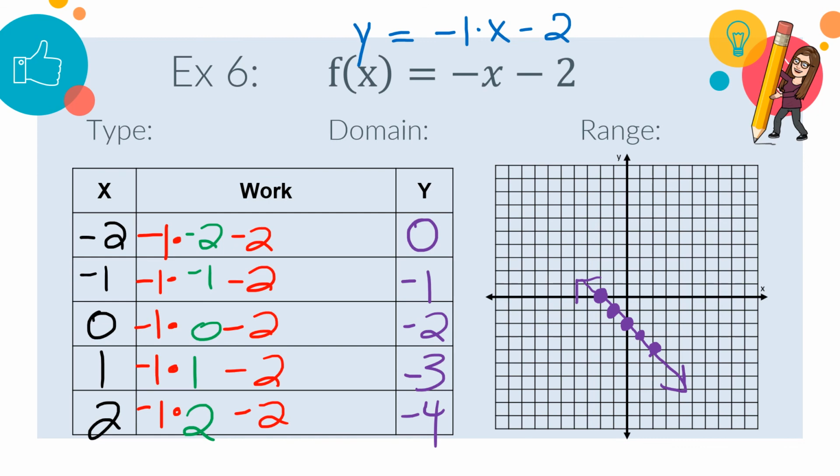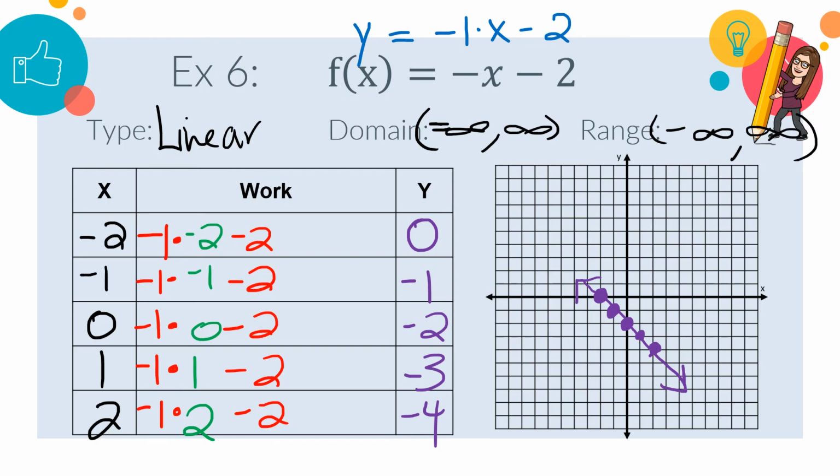Okay. I got a nice clean linear function, same domain and range. I know that seems repetitive. Yes, we will have other domain and ranges, but for now, for lines, that's what we have.